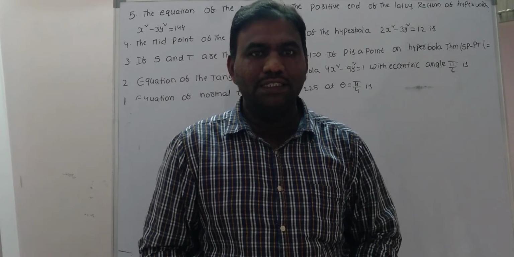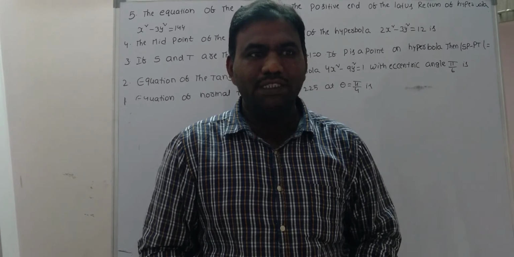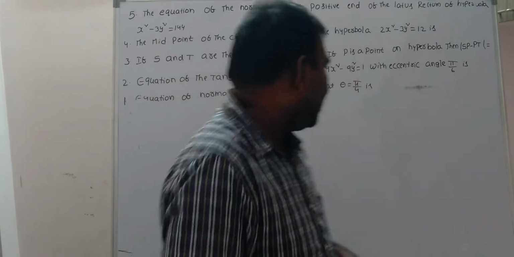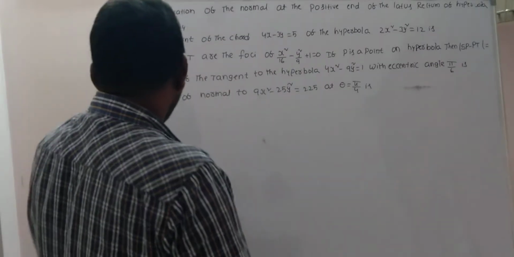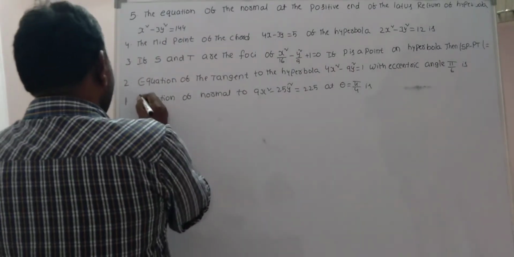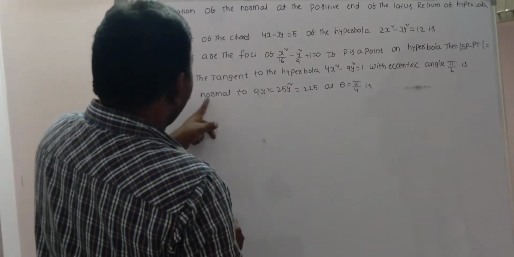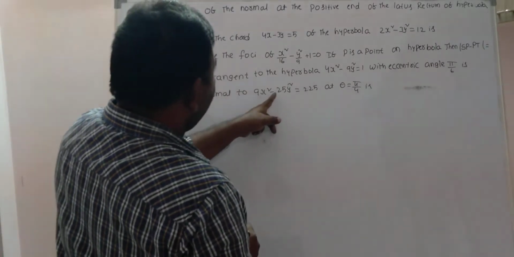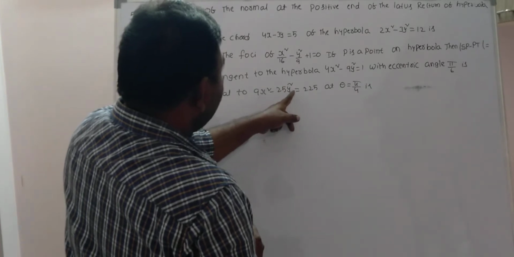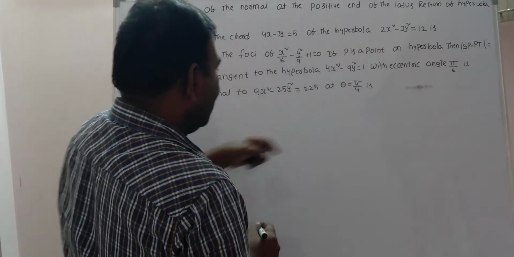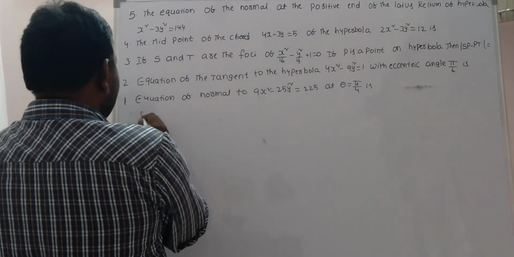Today I explain JEE Mains problems from hyperbola. Today mainly I explain 5 problems. First one is the equation of normal to 9x square minus 25y square is equal to 225 at theta equal to pi by 4. Here is the solution.